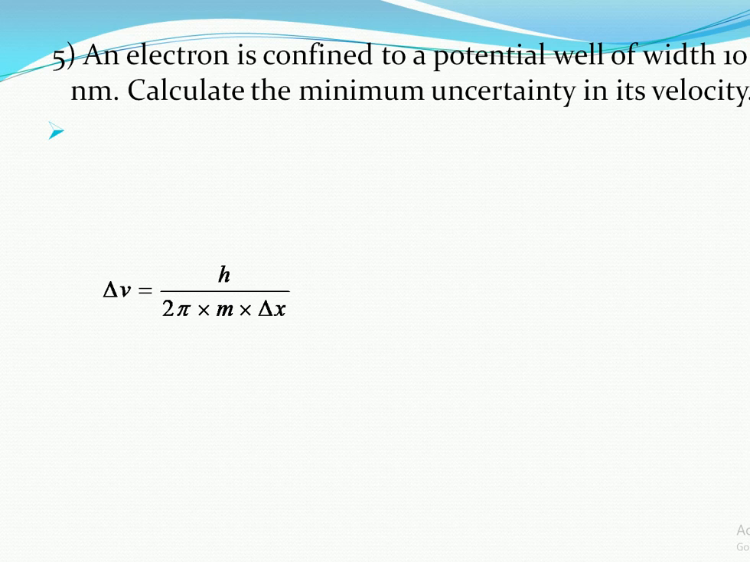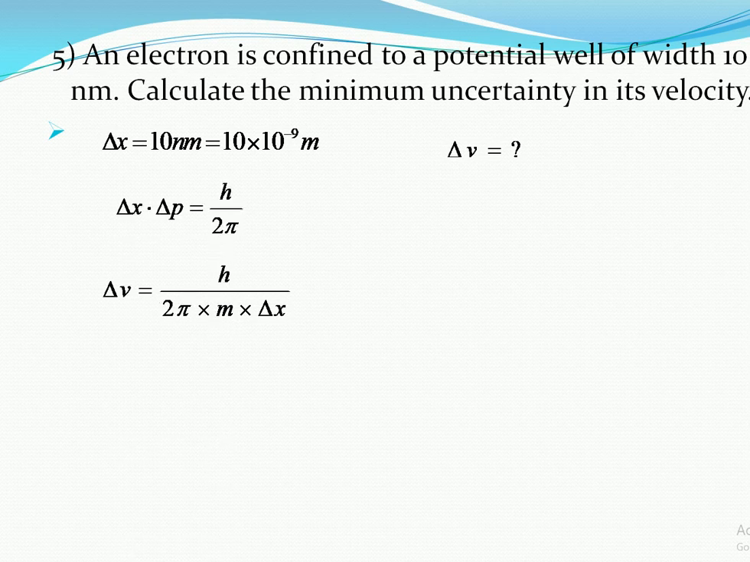Next numerical. An electron is confined to a potential well of width 10 nanometer. Calculate the minimum uncertainty in its velocity. In this numerical, uncertainty in its position is given, that is delta x is equal to 10 nanometer. Therefore, 10 into 10 raised to minus 9 meter, and we have to calculate uncertainty in its velocity.